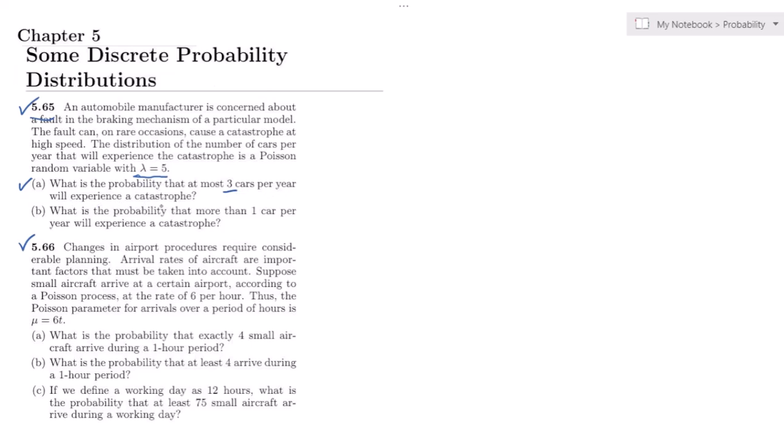On the basis of it, A, what is the probability that at most 3 cars per year will experience a catastrophe, and B, what is the probability that more than 1 car per year will experience a catastrophe. On the basis of this data, let us solve this question. Lambda here is 5.